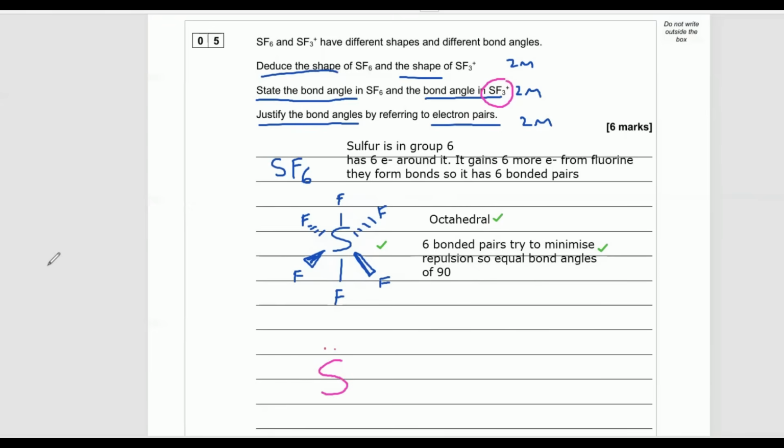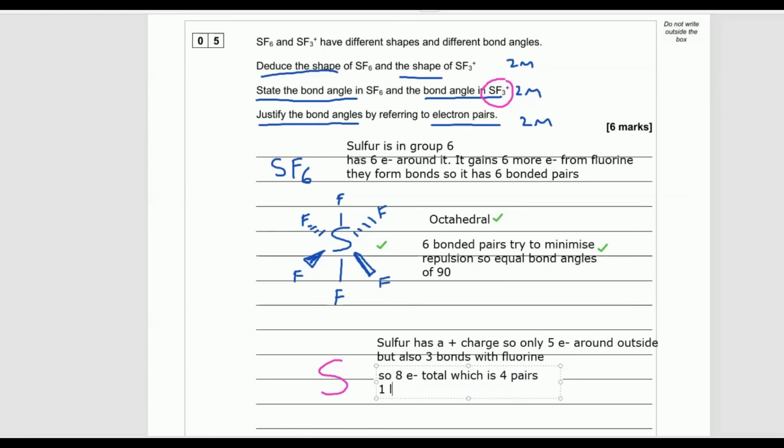Now, sulfur normally has 6 electrons. I'm drawing this next one in pink. However, this has got a positive charge, right? Because it's SF3 plus. So it has a positive charge over the whole molecule. This means there's 1 less electron around the sulfur. So there's only 5 electrons around the sulfur this time, and there are 3 bonds. 3 electrons from fluorine atoms. So technically you've got 5 electrons from sulfur, 3 from fluorine. That's 8 electrons divided by 2 to find out how many pairs you've got. So 8 divided by 2 is, even I can do that.